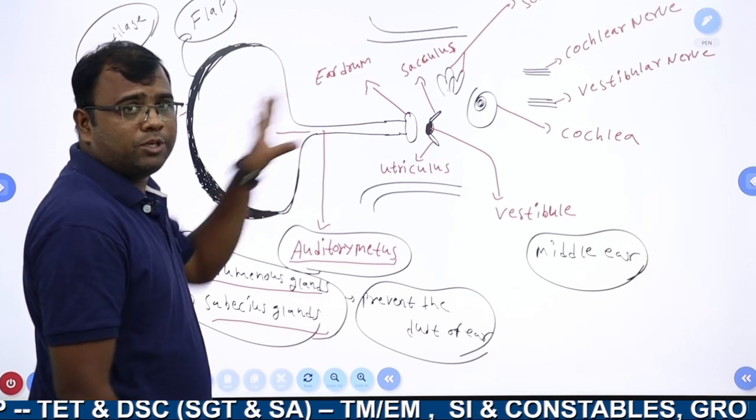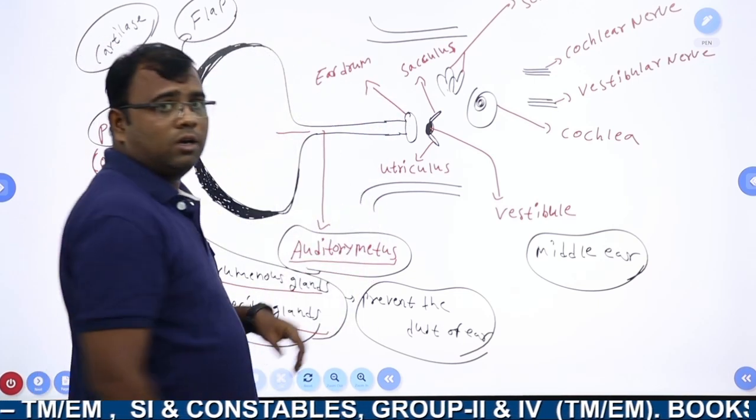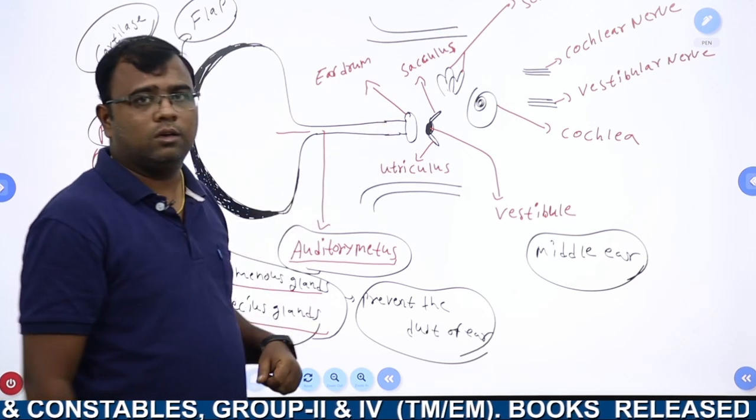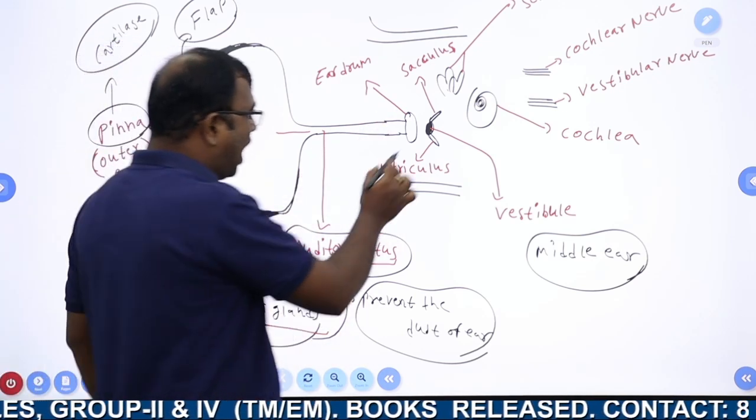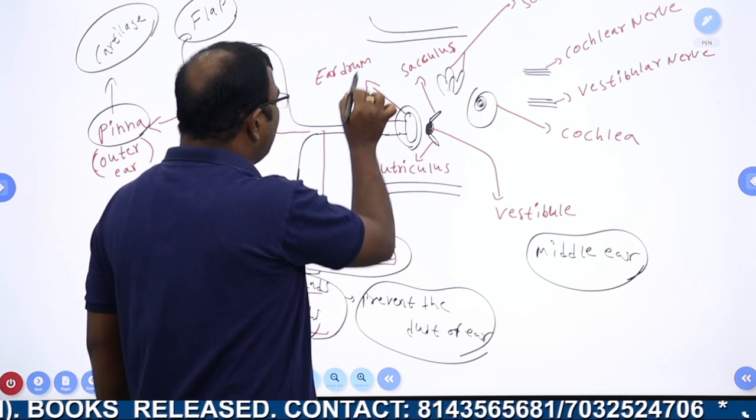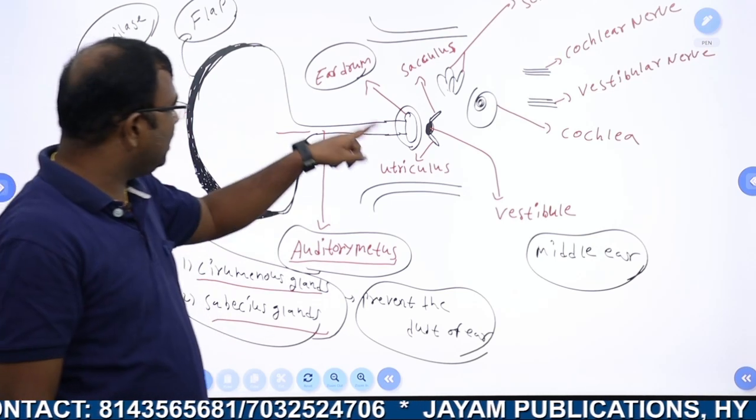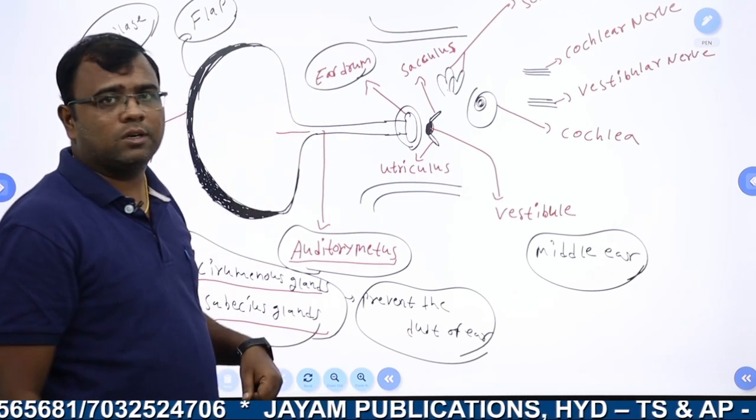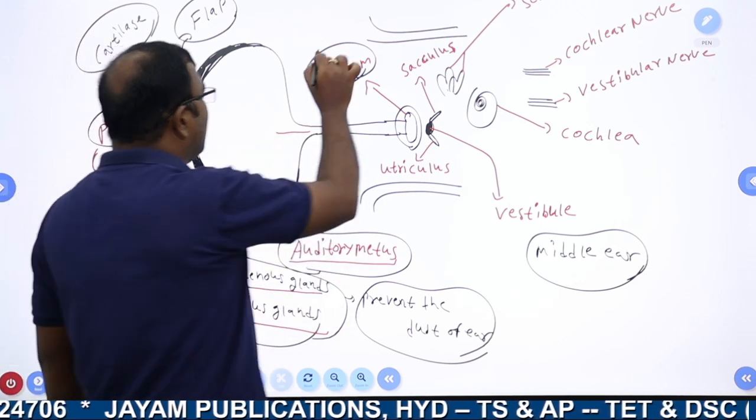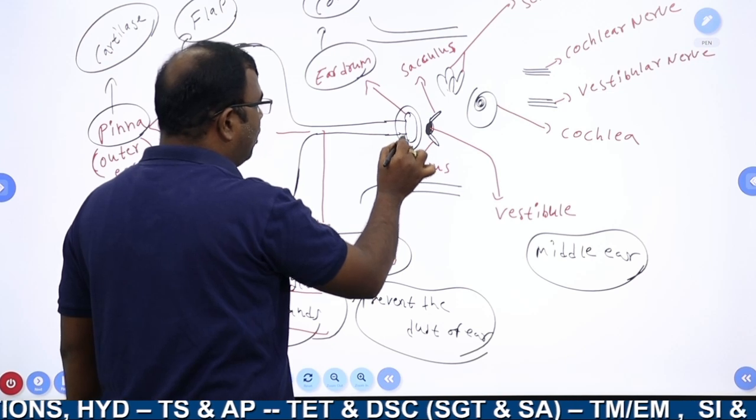The outer ear is completed. Look at this picture. The next part goes to the middle ear. This is the middle ear. The middle ear has the eardrum. The eardrum is a cone-like structure.